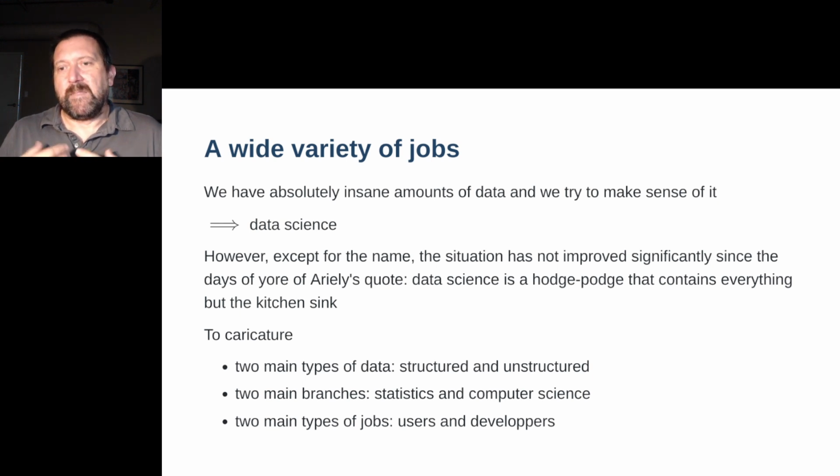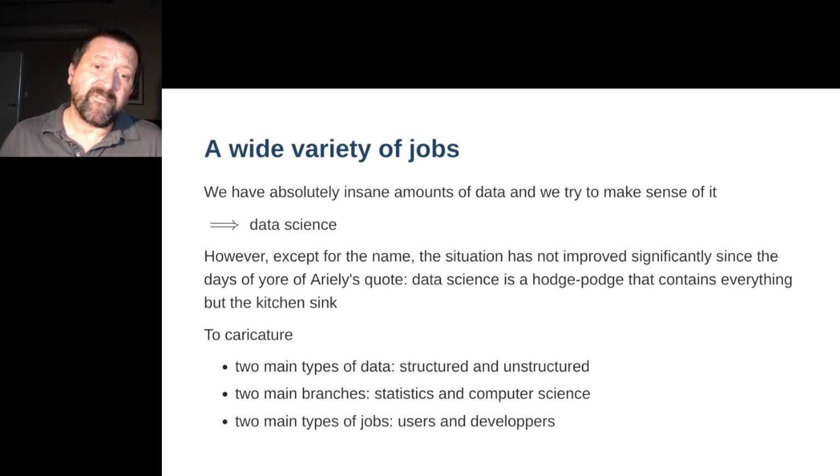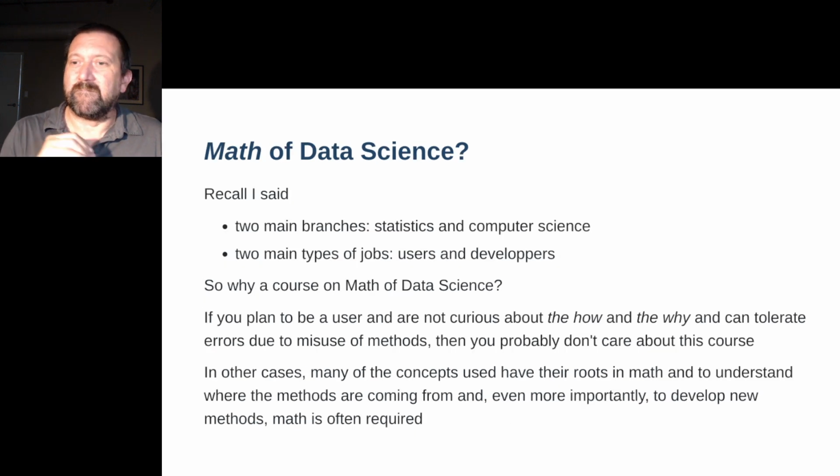Okay. Now, there's two main branches of science that are used in data science directly. It's statistics and computer science. And there's two main types of jobs that people will have as data scientists. They can be users of data science methods, or they can be developers of the methods. Okay. Now, one thing that you haven't heard me talk about here is mathematics. So I said there's two main branches, statistics and computer science, and there's two main types of jobs. But I didn't mention math. So why would you care?